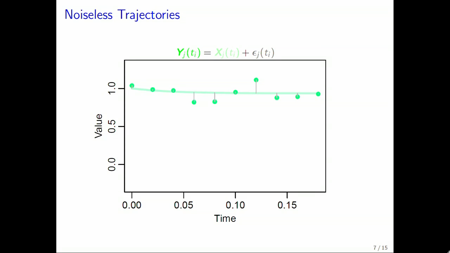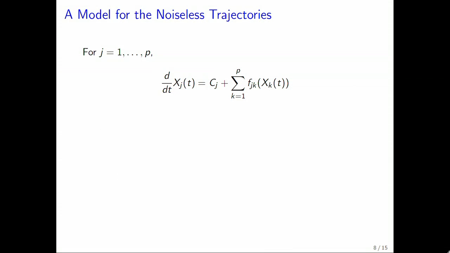I need a model that allows me to tie together all of these underlying trajectories. And the way that I'm going to do this is really using the simplest model that's available to us for modeling temporal data, and this is an ordinary differential equation model. So what this model is telling me is that the change in expression in the jth gene as a function of time is just the sum over all of the other genes of some function of the other gene's expression values. It sounds like a mouthful, but it's actually not too bad.